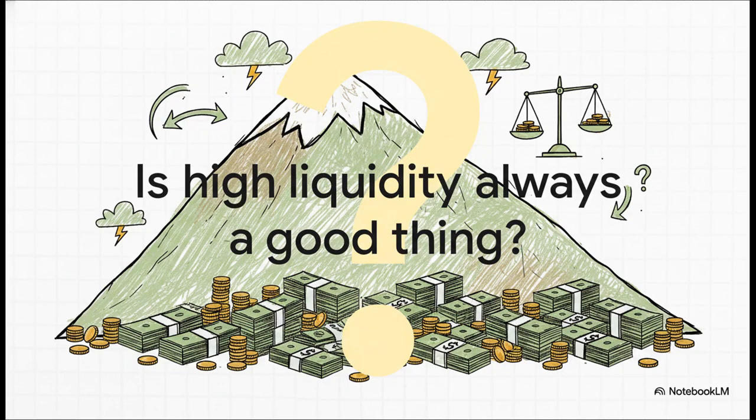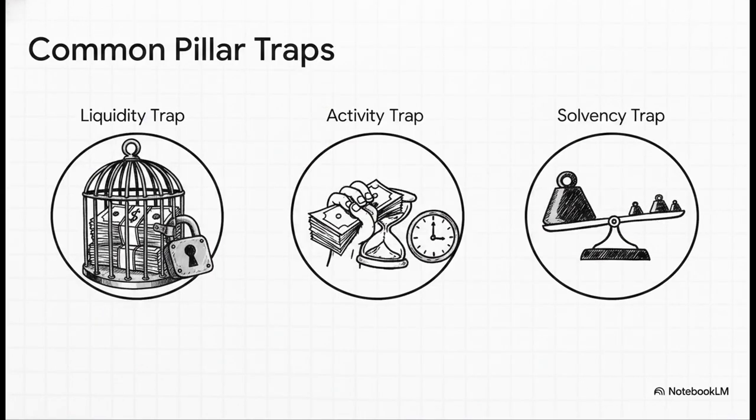So, looking at that framework, you might naturally assume hoarding cash is a sign of ultimate strength. Let's pause for a second. Is high liquidity always a good thing? Imagine a company just sitting on a massive, untouched mountain of cash. Well, no, it's actually not always good. That is the classic liquidity trap. A huge pile of cash might simply mean idle resources. Management is basically asleep at the wheel instead of putting that money to work to generate returns.